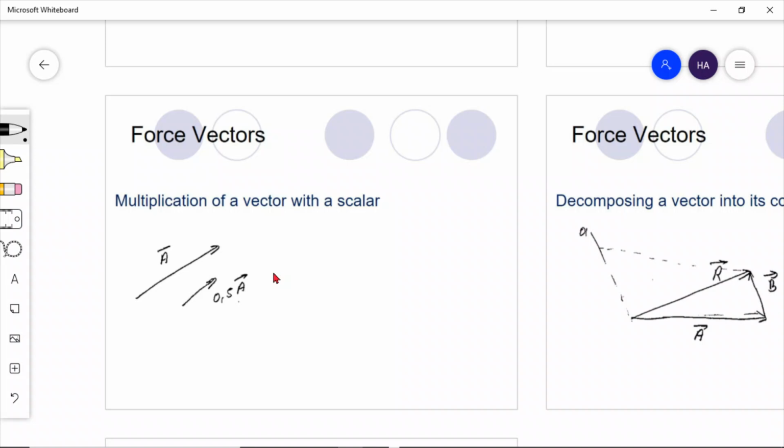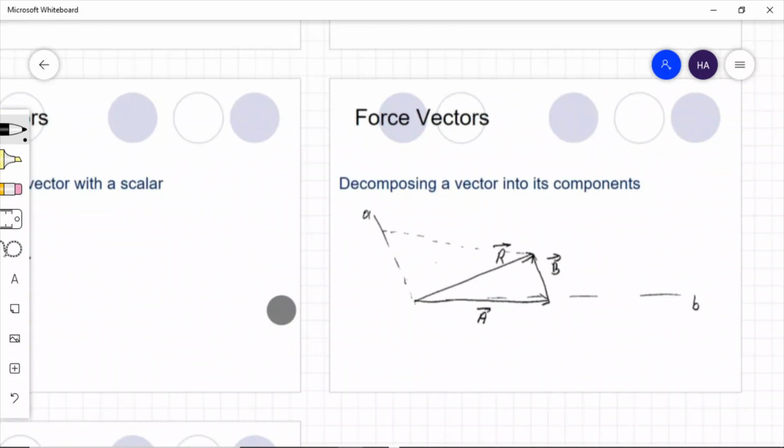Sometimes we use it, right? We will see when we begin to solve the problems.